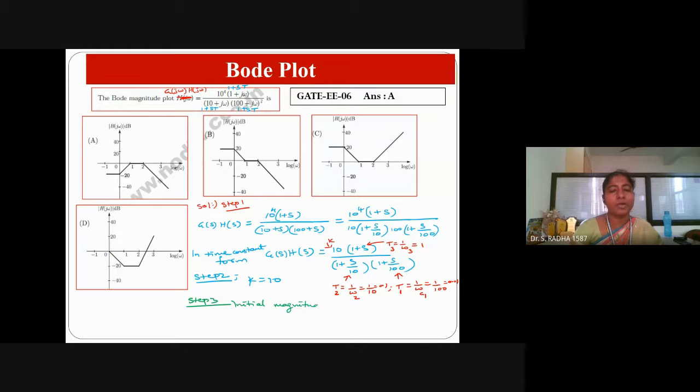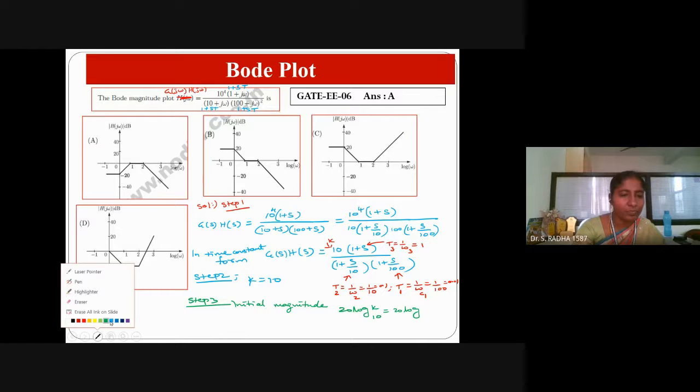Initial magnitude is 20 logarithm k base 10, and we have the 20 logarithm k value, correct? Yes, one more thing I have missed out. You can see the denominator's second factor is having a square. So here it is square.